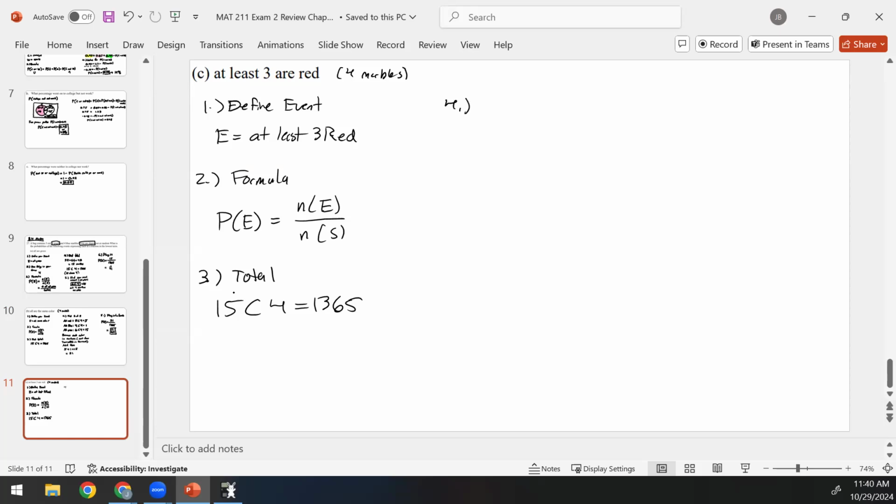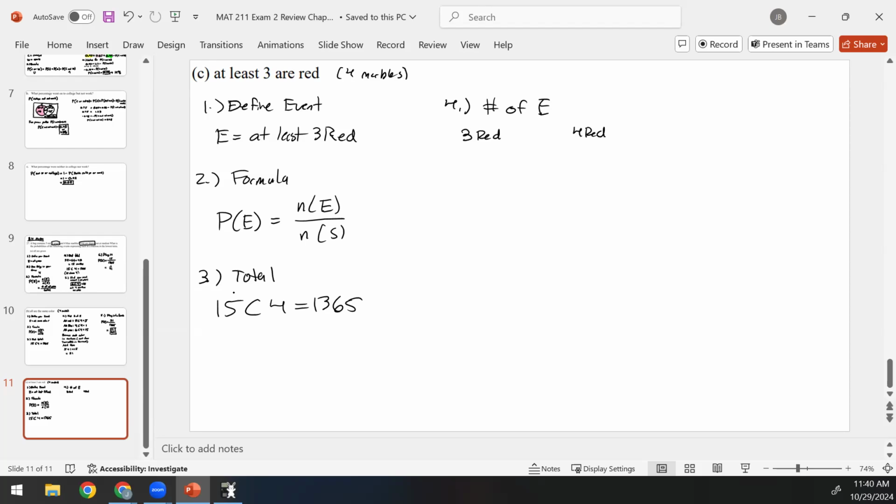And then step 4 is the one where it changes. So the number of E. So this is where it's at least more interesting because you have to think of all the different cases that you can do. So it has to be at least 3 red, right? So it's either 3 red or 4 red. Okay. So that means, again, you have 2 different situations. So you're going to have to add them together. So one of them is 3 red, and then the other one is 4 red.